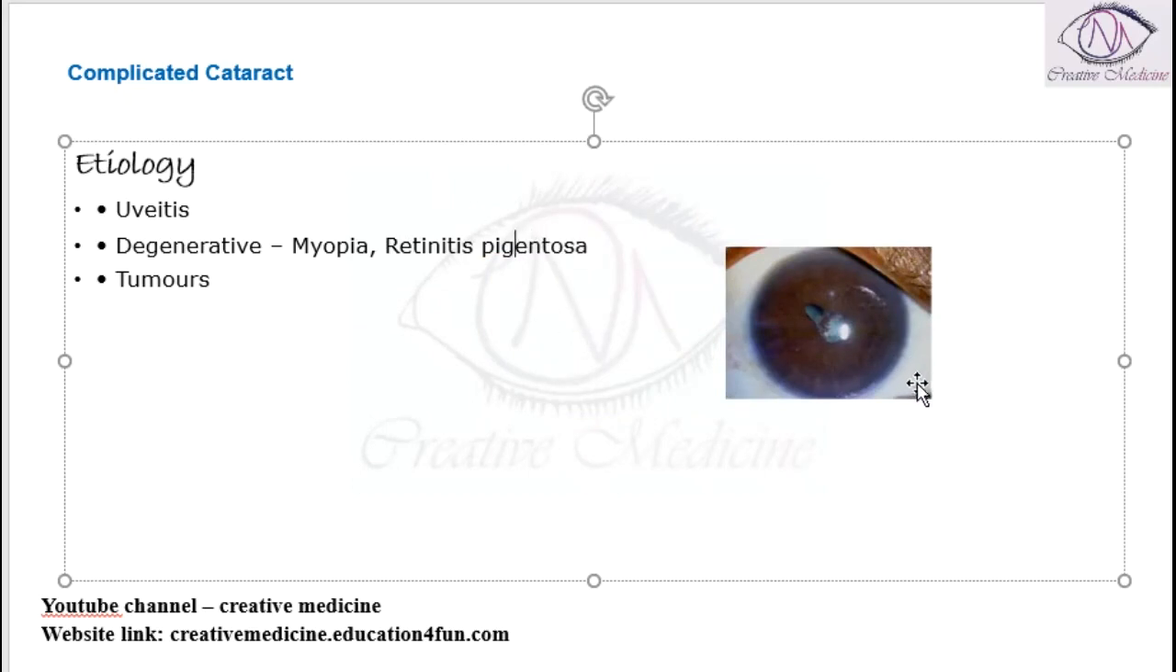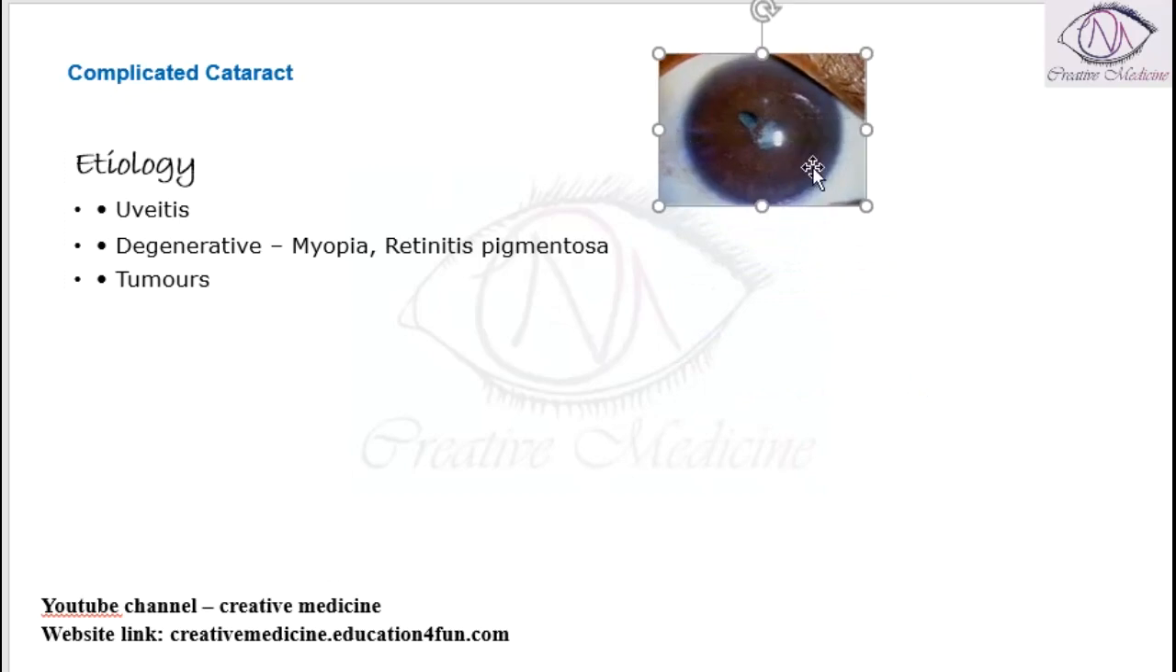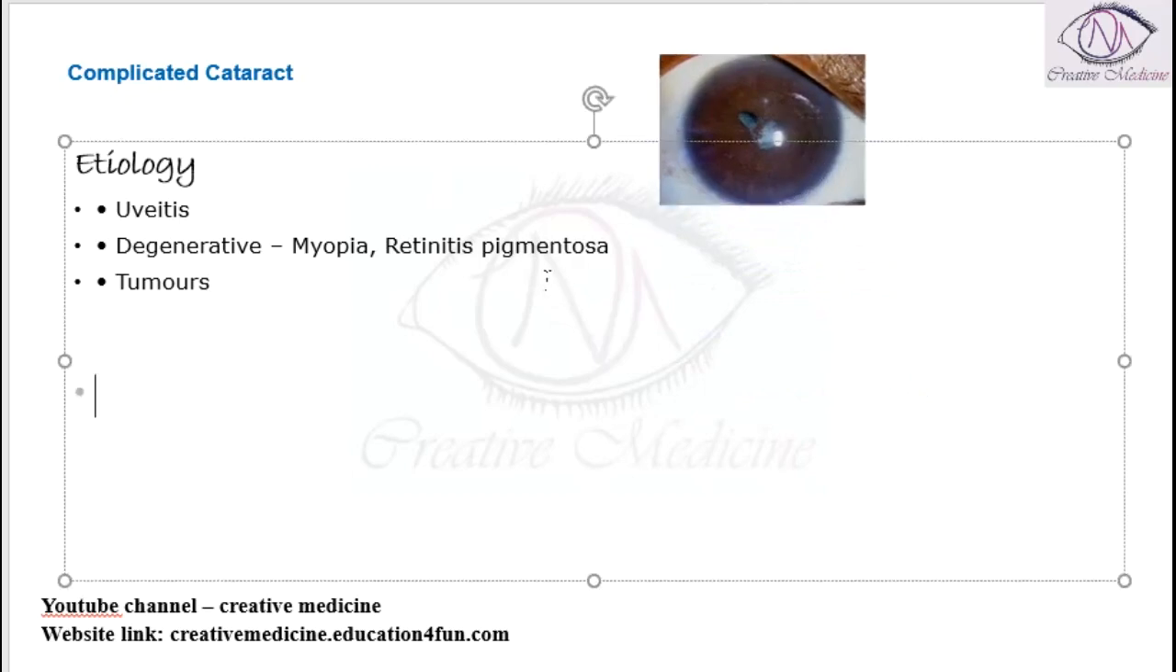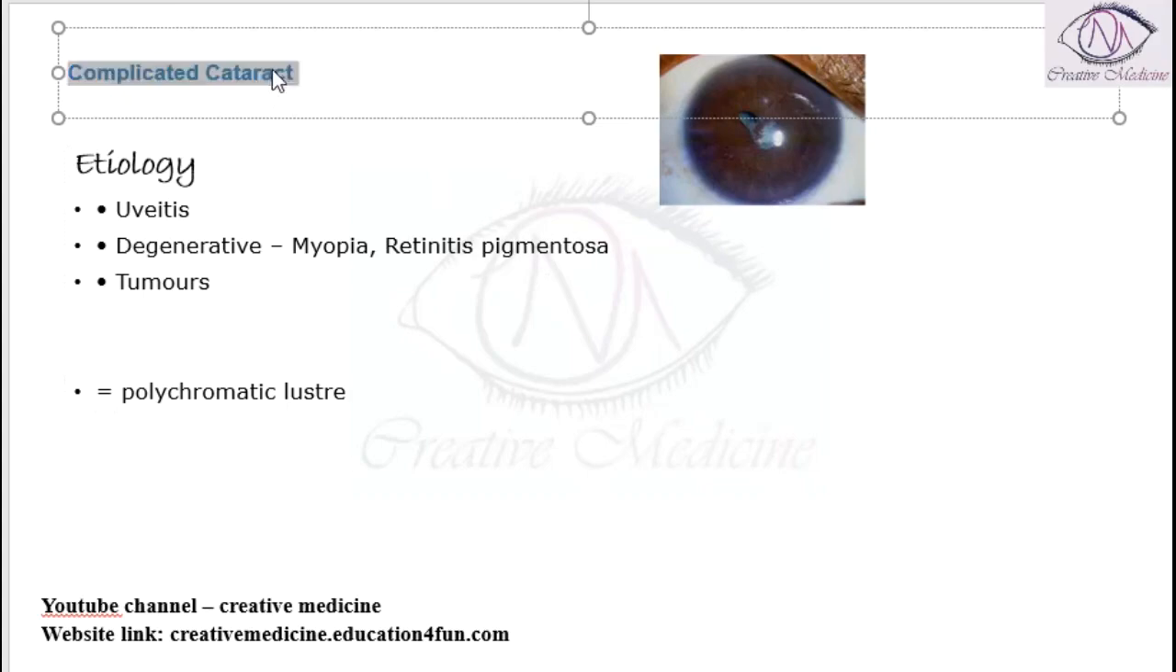So this complicated cataract looks something like this. In complicated cataract, we can see polychromatic luster. It is also called bread-crumb luster, which is also seen in the complicated cataract.